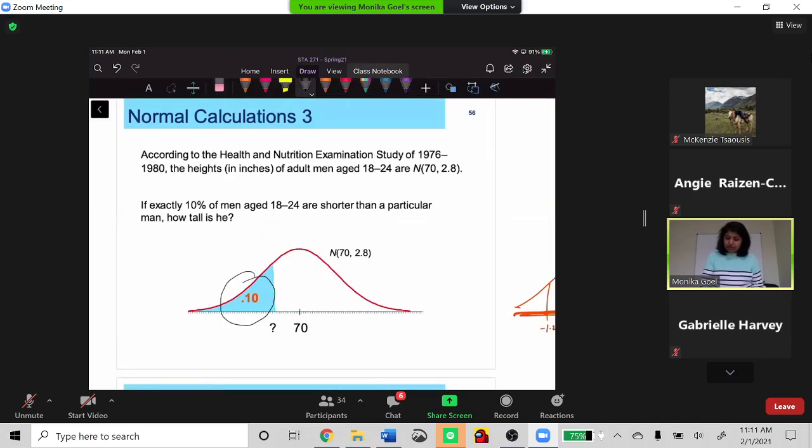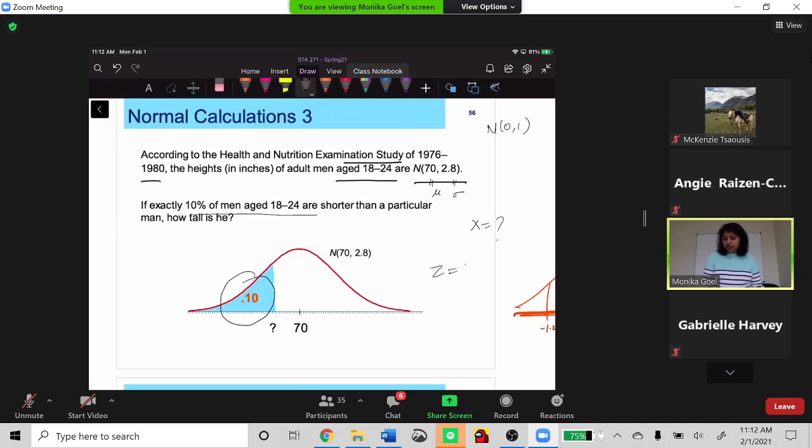According to the Health and Nutrition Examination Study of 1976 to 80, the height of adult men age 18 to 24 is normally distributed with mean 70 and standard deviation 2.8. And again, we are not talking about standard normal here, so we are not saying 0 and 1. If they said 0 and 1, then you can use that. But here your mean and standard deviation are given as 70 and 2.8. If exactly 10% of the men age 18 to 24 are shorter than a particular man, how tall is he? So you are looking for the value of x. How tall is that man?